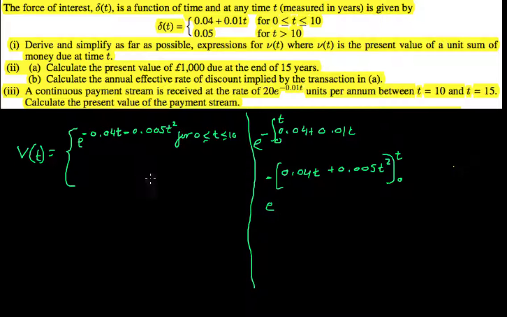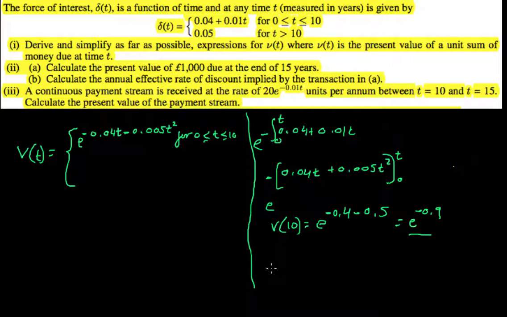Okay, so that's good. Now the next bit is the 0.05 bit, but firstly we've actually also got to find V(10), and then we've got to multiply it by what we've got for whenever t is greater than 10. So V(10) is equal to e to the negative 0.4, because that's 0.04 times 10, minus 0.005 times 100, which will then be 0.5, which is e to the negative 0.9. Okay, so that's V(10). We'll remember that for later.